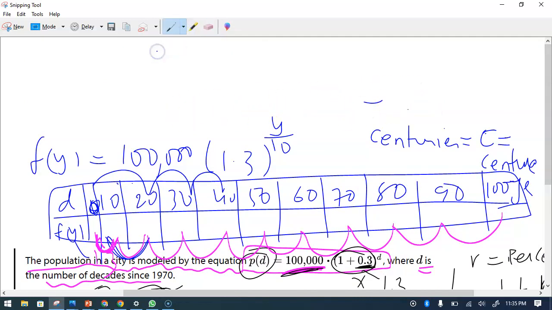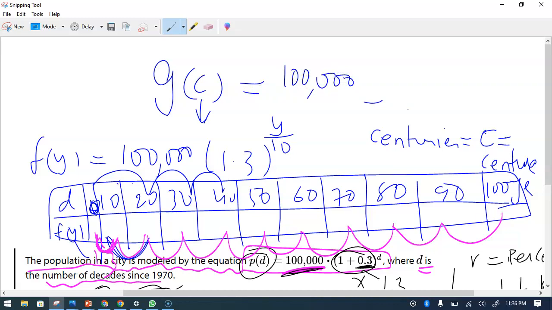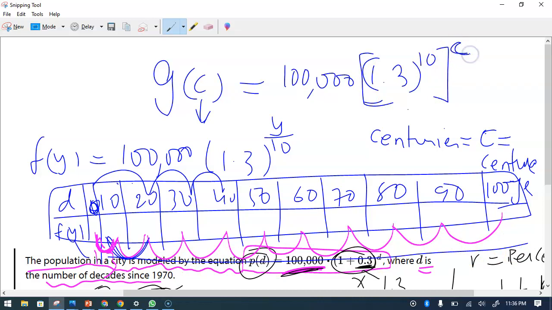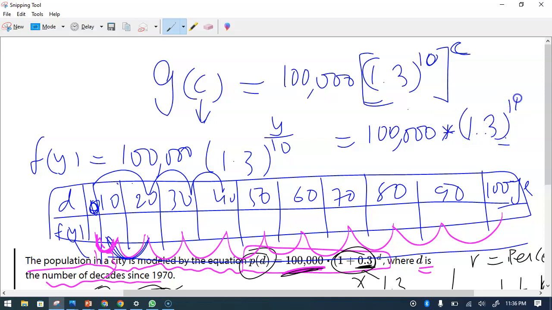So now I'm going to use G of C. Now G means the input is century. So in the beginning it was 100,000, and now your growth factor will be 1.3 raised to 10, because you're multiplying 10 times here, and everything raised to the number of centuries. So you can put it in proper order and write: it's 100,000 multiplied by 1.3 raised to 10c.